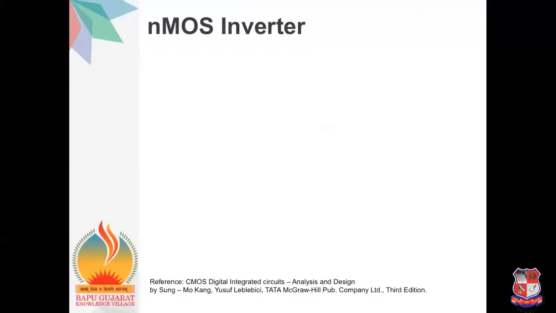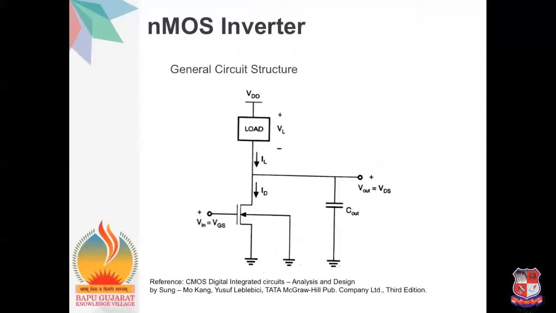Now let's see the nMOS inverter, the general circuit structure of the nMOS inverter. Here the input voltage of the inverter circuit is also the gate to source voltage of the nMOS transistor, that is, Vin equals VGS, while the output voltage of the circuit is equal to the drain to source voltage, Vout equals VDS.